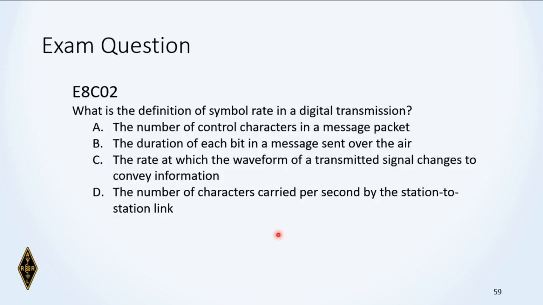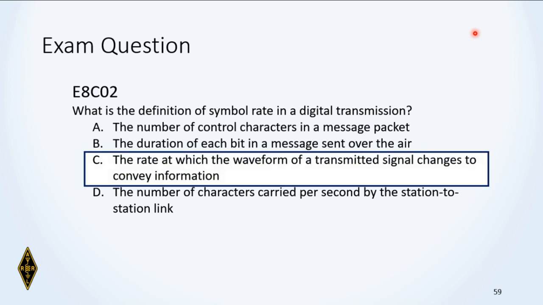Okay, here's some questions. All right, see how we do. What is the definition of symbol rate in digital transmission? Now, symbol rate is what's going on over the air, right? The number of times the symbol changes per second. And that would be C, the rate at which the waveform of a transmitted signal changes to convey information. It might shift phase, it might change amplitude, it might go away.